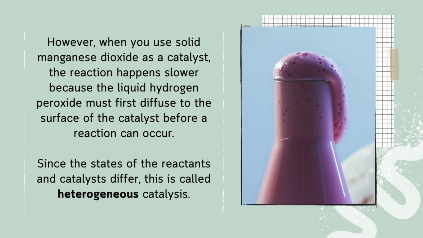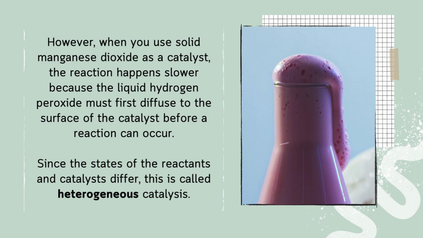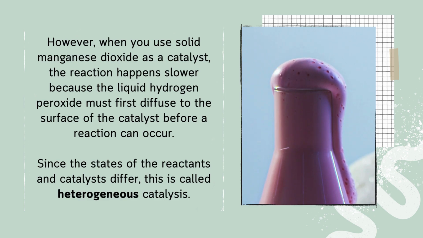However, when you use solid manganese dioxide as a catalyst, the reaction happens slower because the liquid hydrogen peroxide must first diffuse to the surface of the catalyst before a reaction can occur. Since the states of the reactants and catalysts differ, this is called heterogeneous catalysis.